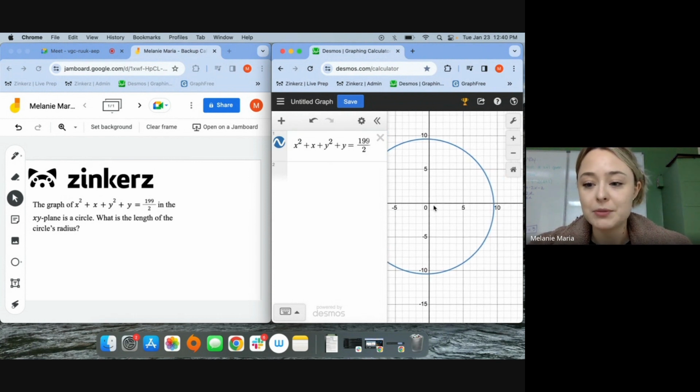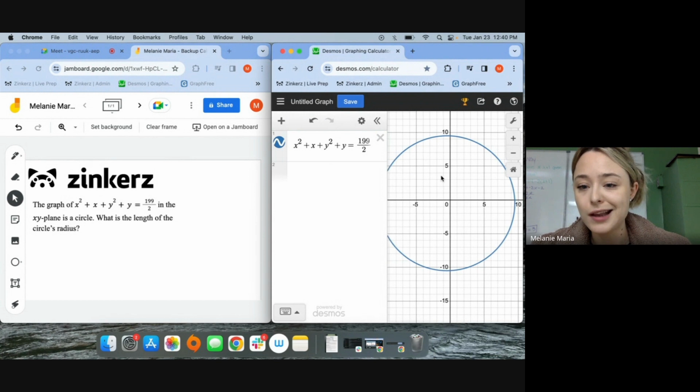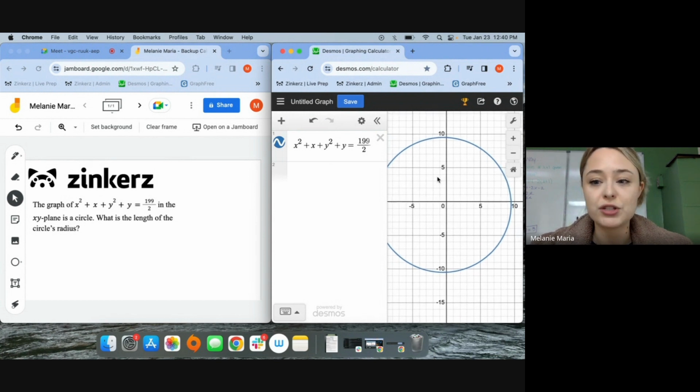So you may be tempted to just hover over here and read 9.487 as the radius of the circle. However, we have to be careful here. We don't know for sure that this circle is centered at 0, 0. If it was centered at 0, 0, this would in fact be my radius. I don't know that to be true, and I can actually tell it's not quite centered right there. So we just have to be careful.